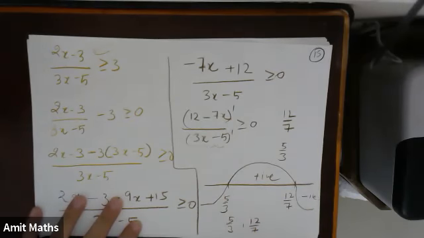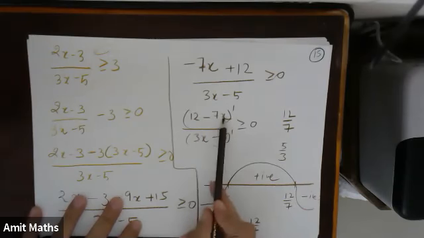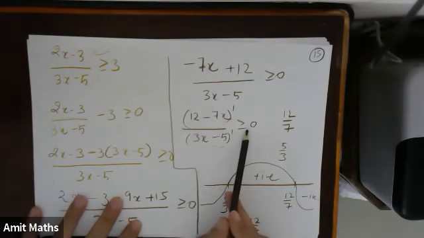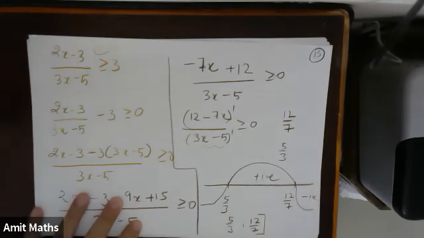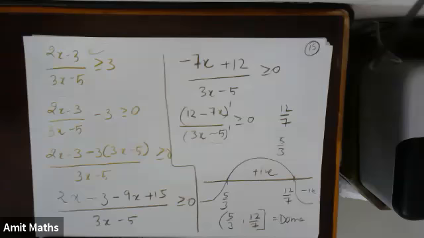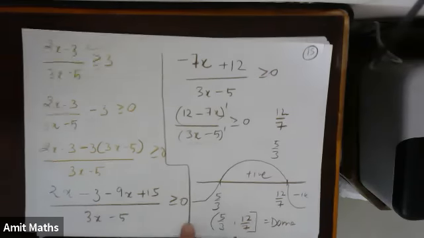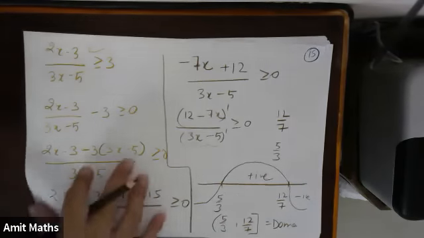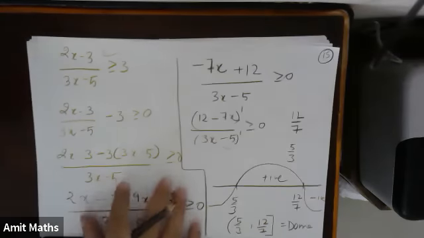I just have to figure out closed bracket or open bracket. Okay, 12 by 7 is from the numerator and this is equal to 0, so 12 by 7 will be a closed bracket. 5 by 3 is in the denominator, so this will be an open bracket. So this will become the domain. Some of you have given the correct answer. Very good. Okay, so just look at it. I'll give you the next question.